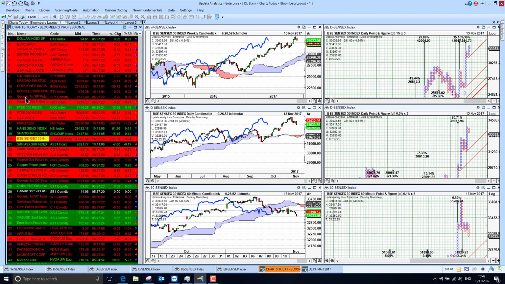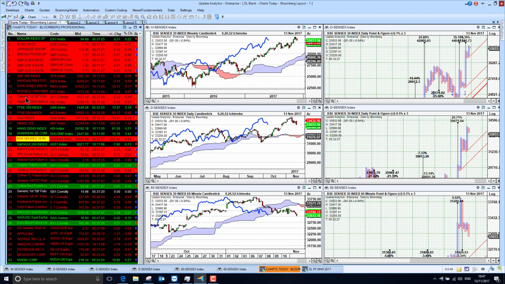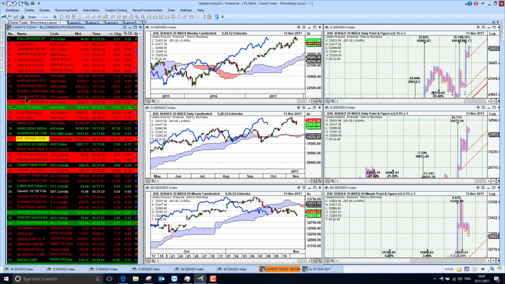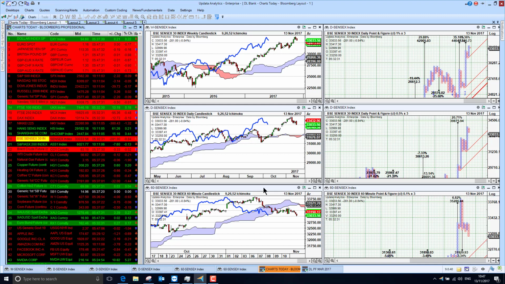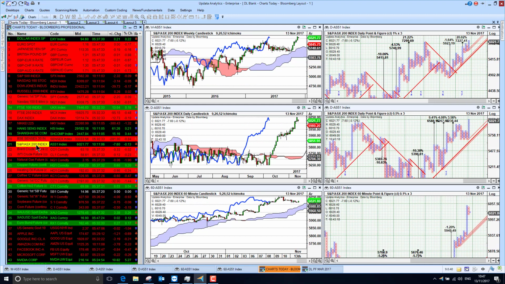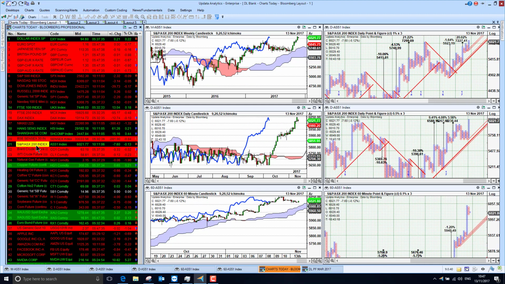Indian market just coming off quite a bit. We're seeing the Sensex just crossing now below the cloud on the short-term chart. We do have a downside target of about 3%, so the Indian market looking a little bit weaker than it has been, and the Australian market holding on.